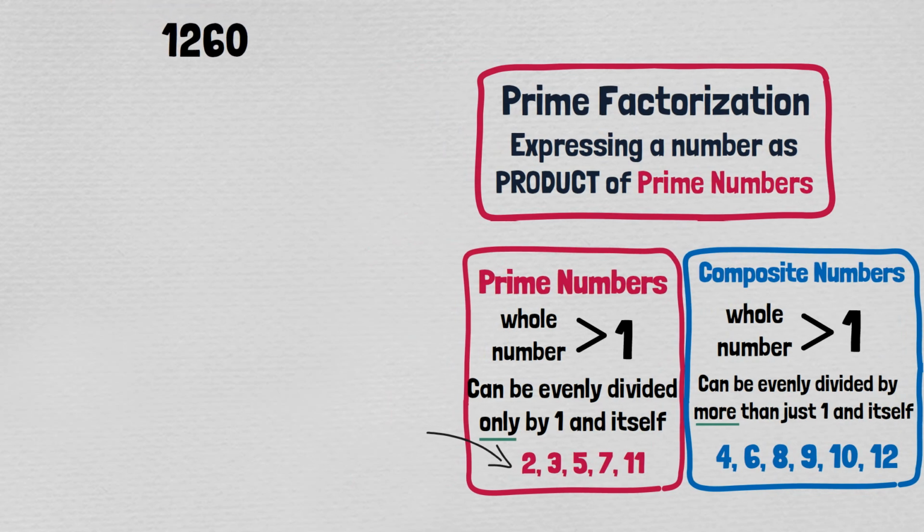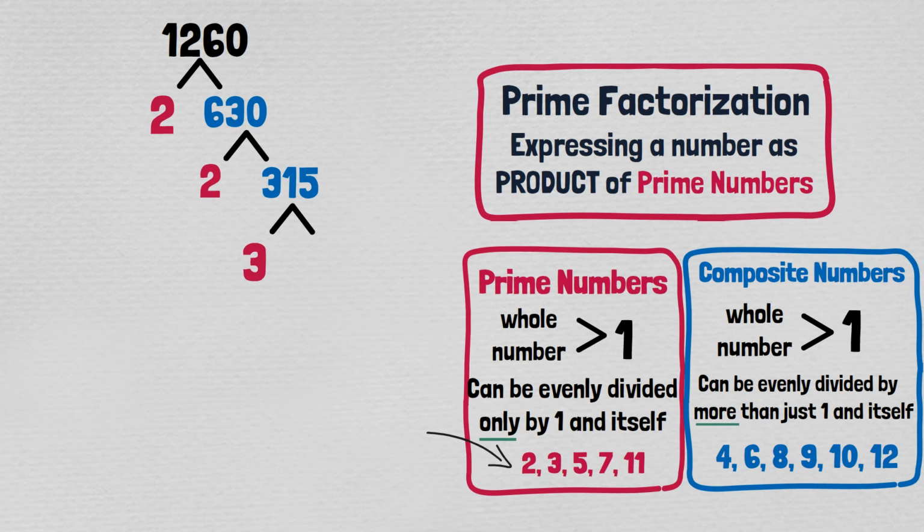Let's pick another number. How about 1260? Here we go. Step 1. Is 1260 divisible by 2? 1260 divided by 2 equals 630. Great, we found one prime factor. Let's divide by 2 again. 630 divided by 2 equals 315. Awesome, another prime factor. However, since 315 is not divisible by 2, let's try dividing it by 3.